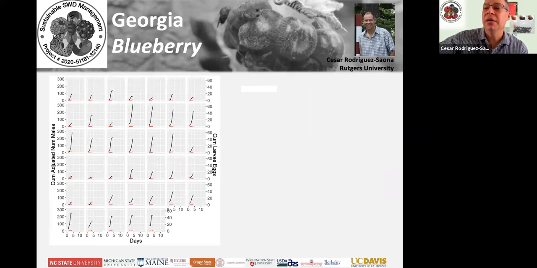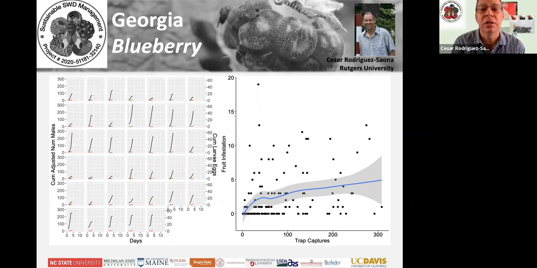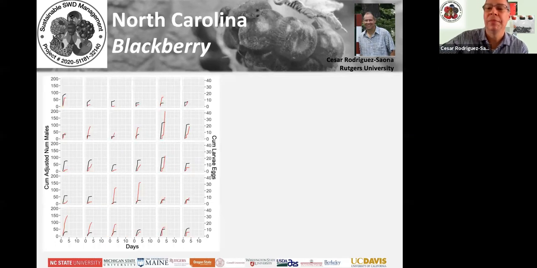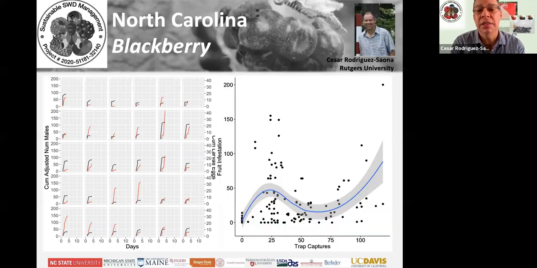So these are the same data for blueberries in Georgia. Here, the pattern was not as clear since the level of infestation, as you can see across most sites, was fairly low. And for this reason, the correlation was also not as clear. And these are the data for North Carolina blackberries, and similar to the data from Georgia, the correlation between male catches and fruit infestation was not as clear. And also, as you can see, the correlation was weak.